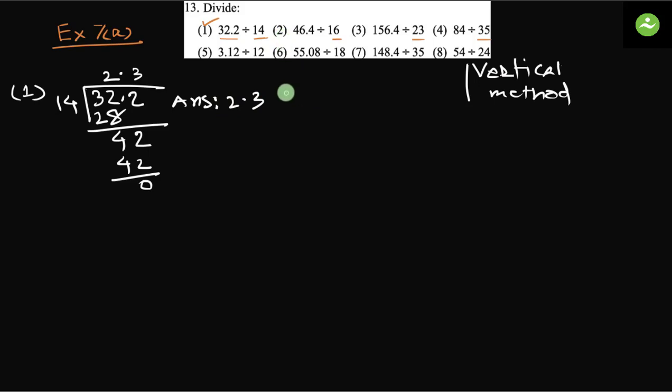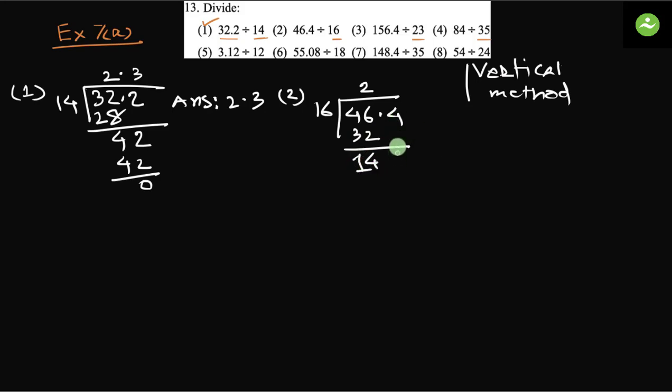Next, number 2. The divisor is 16 and the dividend is 46.4. 16 is 2-digit, so we take up to 4 and 6. 16 into 2 is 32.